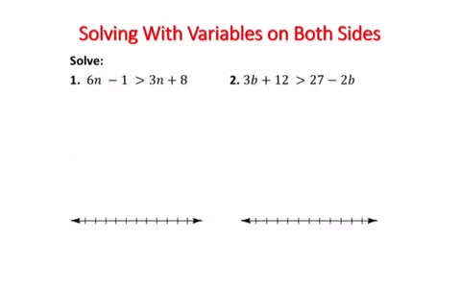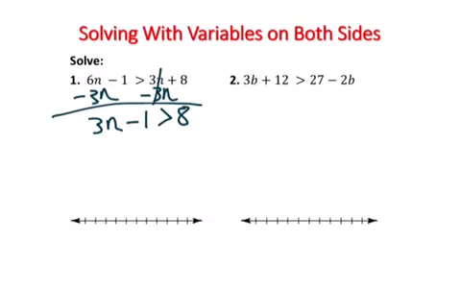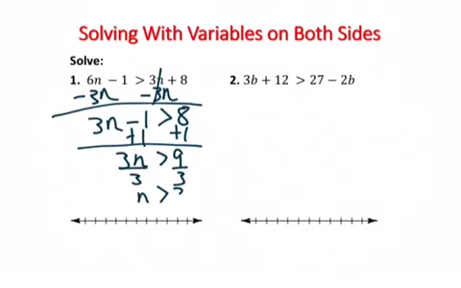Okay, so here we have variables on both sides, so minus 3n, draw your line so the 3n's cancel. You'll get 3n minus 1 greater than 8. So add 1, 3n greater than 9, divide by 3, n greater than 3. So we're at 3 with an open circle, and we're shading greater than that.